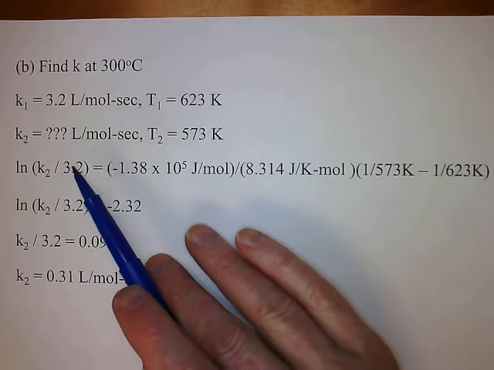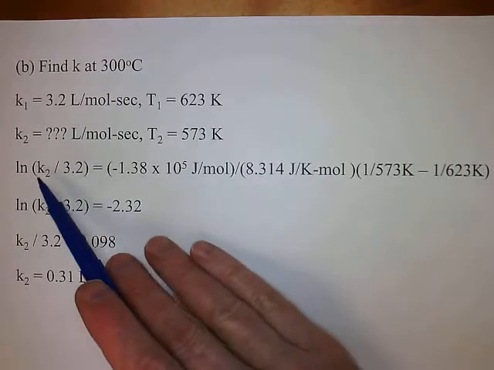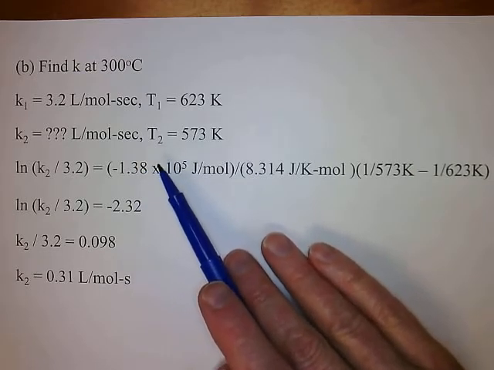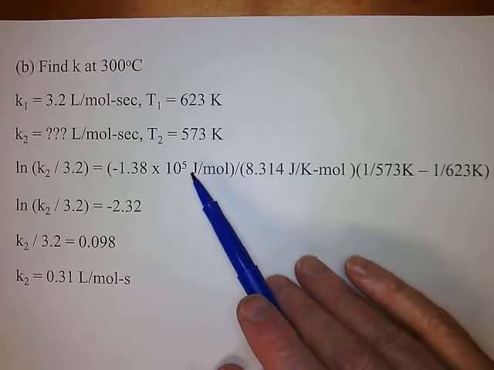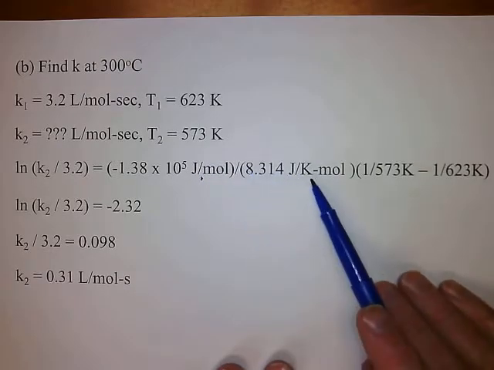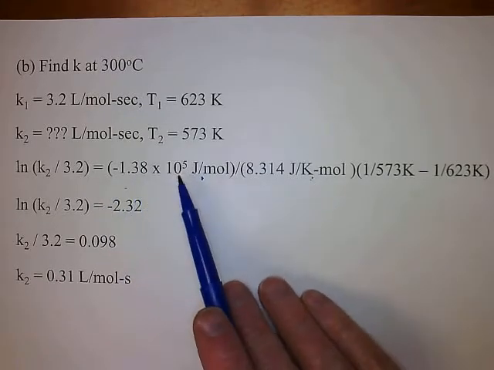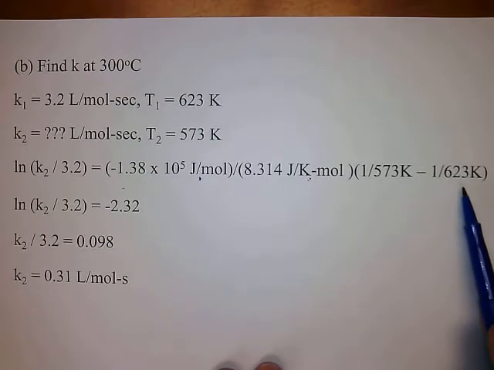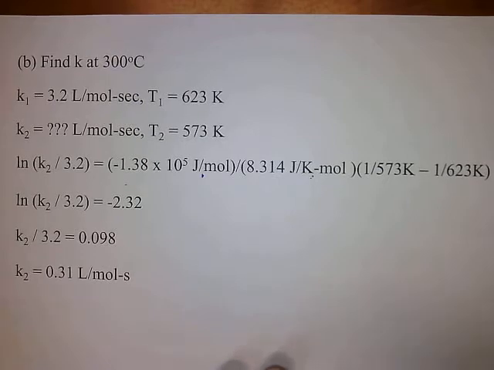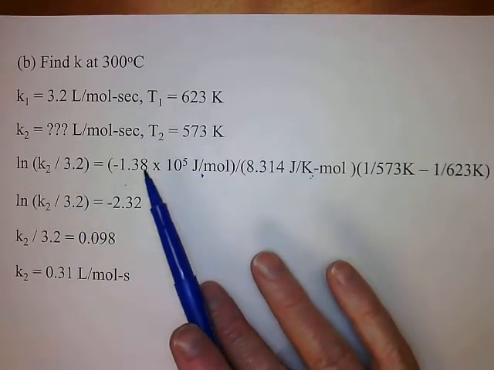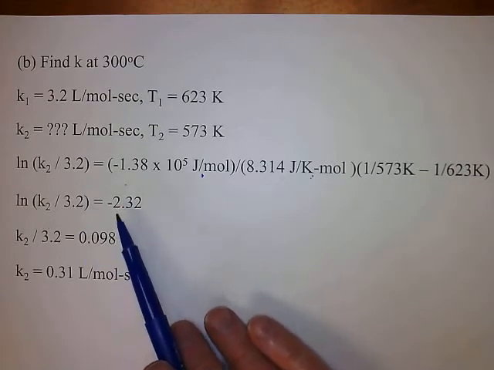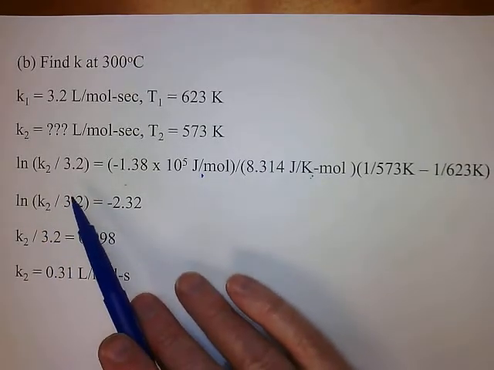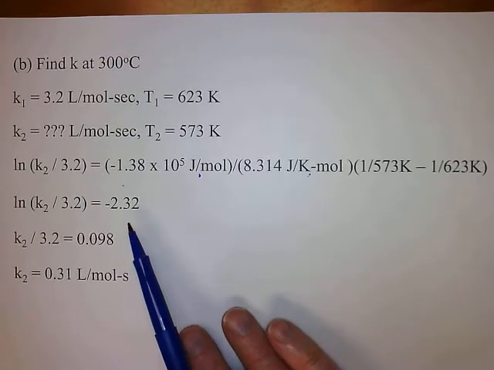So ln K2 over K1, we know what K1 is, we're solving for K2, is negative E sub A over R. Right, now we know what E sub A is, the activation energy. You notice that's going to have to be in joules per mole because R is in joules per Kelvin mole. So I use that as 1.38 times 10 to the 5th times 1 over T2 minus 1 over T1. Okay, so then I evaluated this whole expression, and it comes out to be negative 2.32, and we're left with the natural log of the ratio of K2 over 3.2 is equal to negative 2.32.